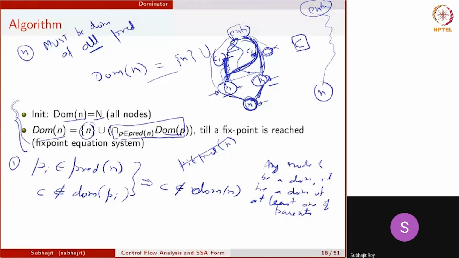That is good. The second thing I'm saying is that if there are two parents of this node N, Pi and Pj are predecessors of node N, and I say that C is a dominator of Pi, but C is not a dominator of Pj. I'm saying this is the situation.